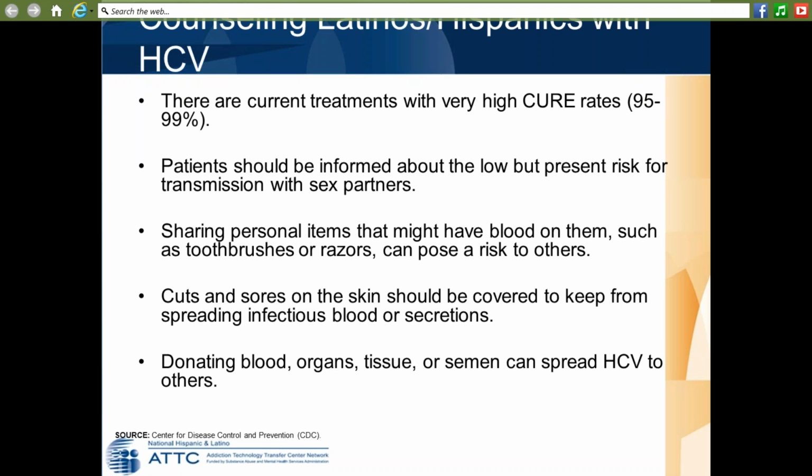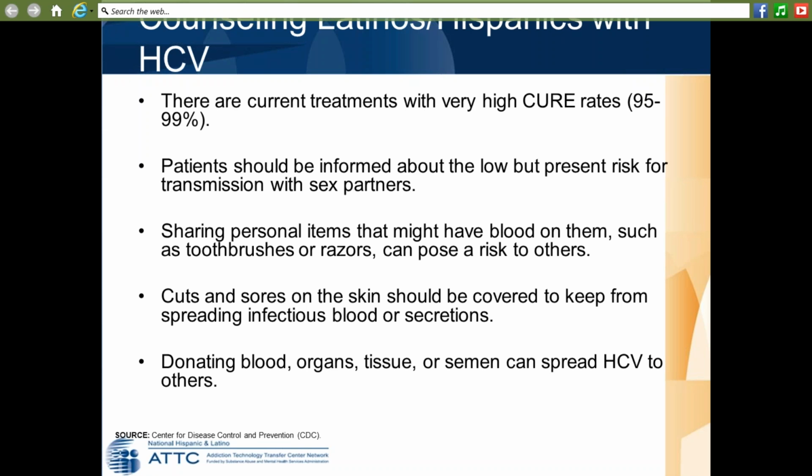And so we should be talking about this with individual clients within the context of their living situation, if that's within a place where they live with family, or in a shelter, or in a treatment facility, or even behind the wall in prison, that sort of thing. Cuts and sores on the skin should be covered to keep from spreading infectious bloods or secretions. And again, spending some time with people so that they understand that donating blood, organs, tissues, or semen can spread HIV to others as well.